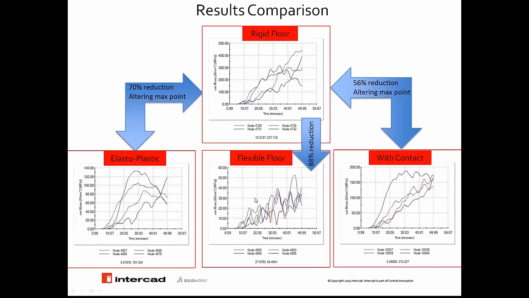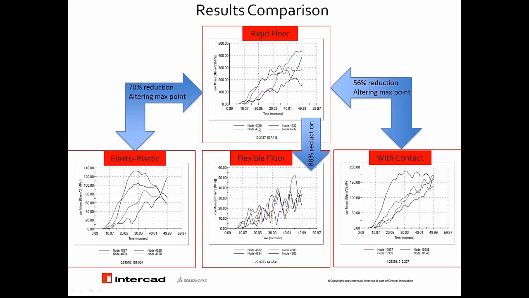So it is very important, if we are going to test our product for the impact test using drop tests, that a rigid or flexible floor in reality has a major impact on the stress result. Now with another alternative, an elastoplastic material, meaning we have deformation and permanent deformation in our assembly, we can reduce the stress magnitude down to 70%.